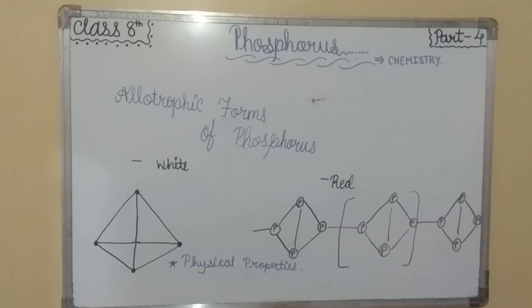After that, there are some uses of phosphorus. We will learn uses of phosphorus in part 5. The whole topic that we will learn in part 5 is uses of phosphorus, then the principle of lighting a matchstick, then compounds of phosphorus. First is phosphorus pentoxide, second is phosphoric acid, then preparation, and then properties of phosphoric acid, etc. We will learn this whole topic in part 5.